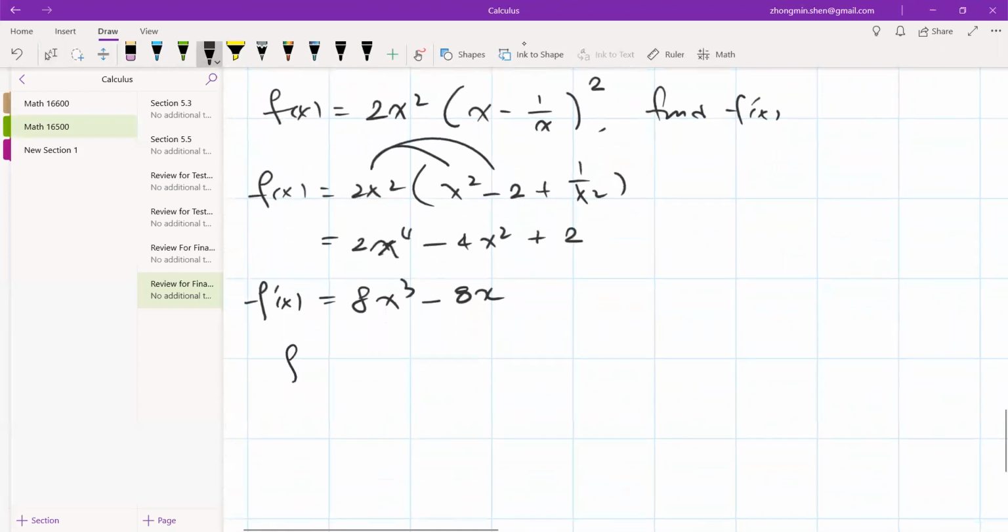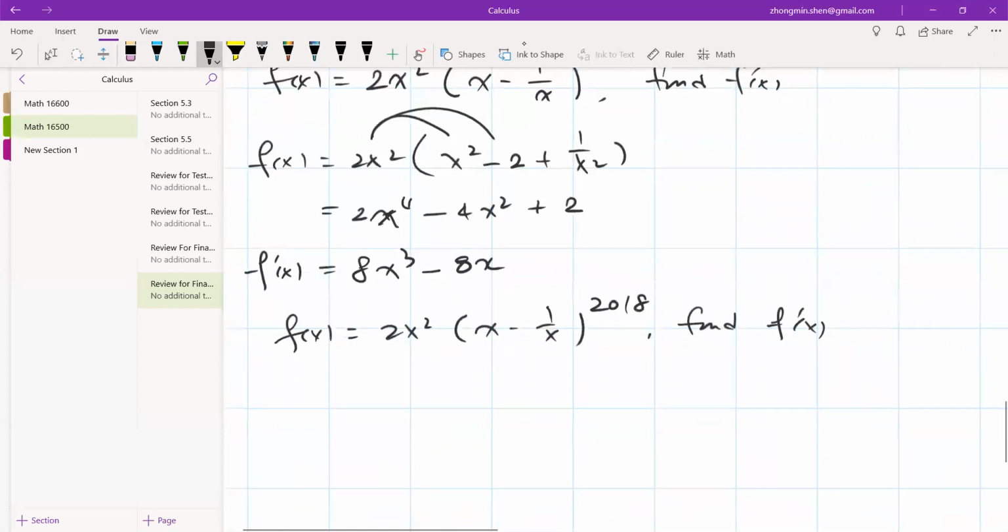If I give you the function 2x squared times (x minus 1 over x) to the 2018, find the derivative, then you cannot write down all the terms. It's a hard time. You can never get it.